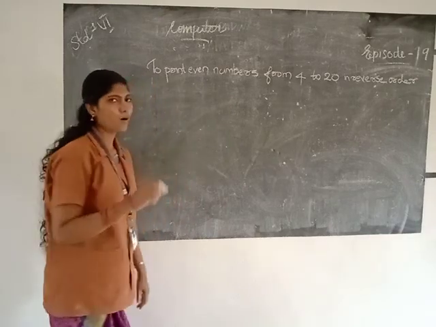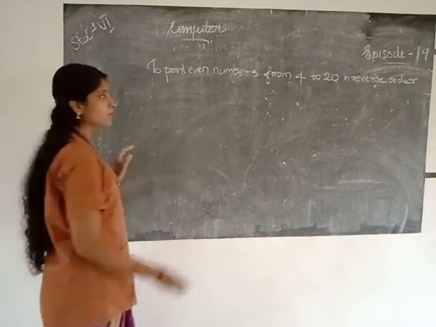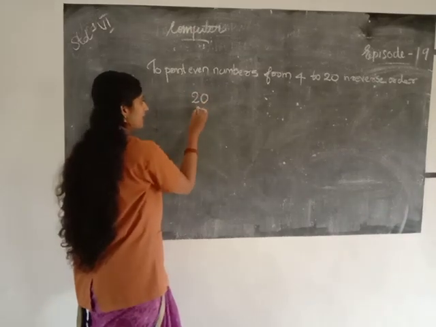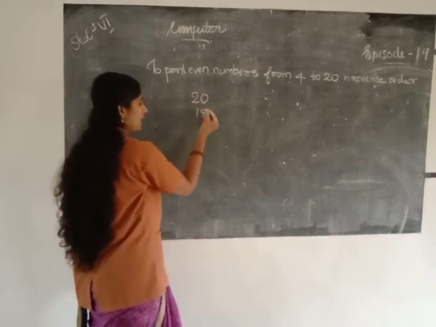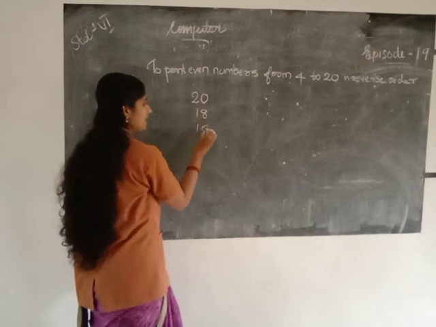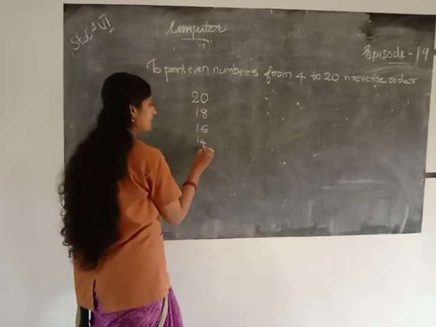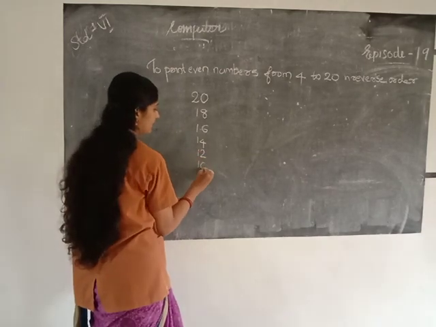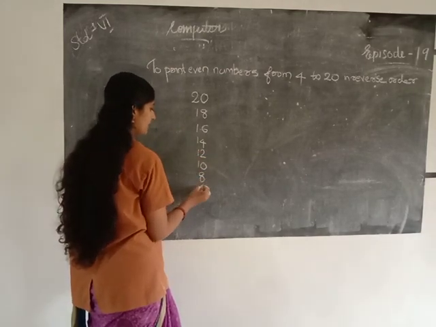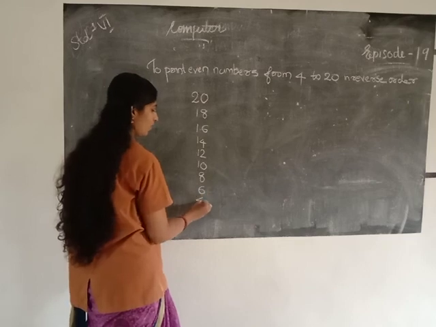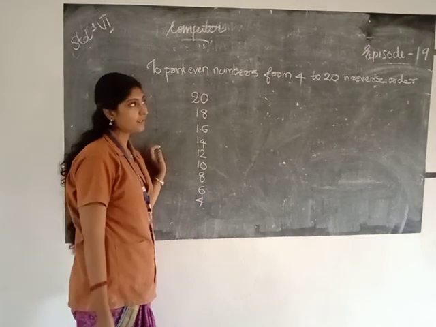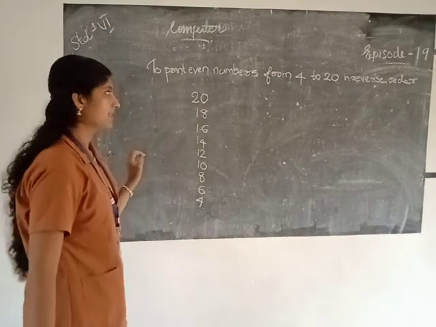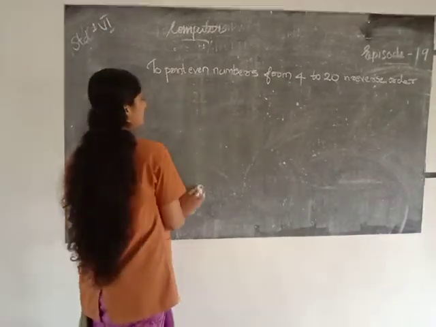There is a small difference. So what would be the output? We know in reverse order, first 20, then it is decremented by 2, 18, then 16, then 14, then 12, then 10, then 8, then 6, then 4. This is the reverse order from 20 to 4. Right? Okay. So let's see what would be the code.